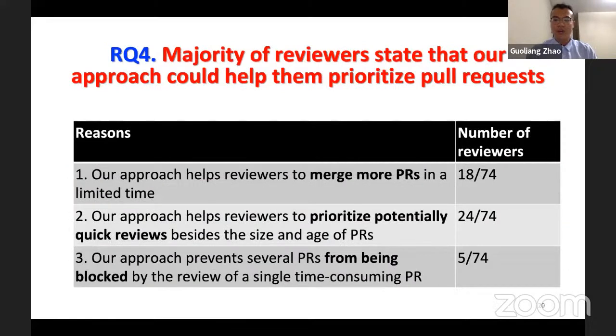In the fourth RQ, we conducted a user study. We asked code reviewers on GitHub their opinion about our approach. We observed the majority of reviewers state that our approach could help them prioritize pull requests. For example, our approach can help reviewers merge more pull requests in a limited time. Also, our approach can help reviewers prioritize potentially quick reviews besides the size and age of pull requests. Also, our approach can prevent several pull requests from being blocked by a single time-consuming pull request.